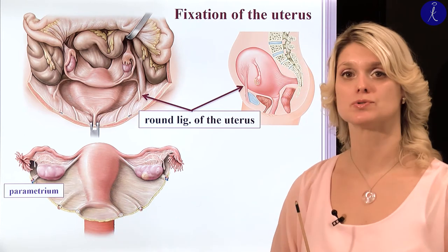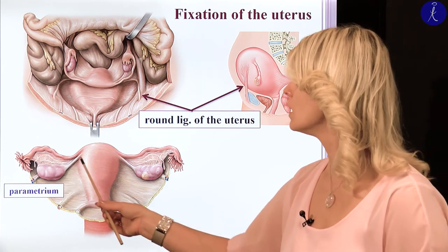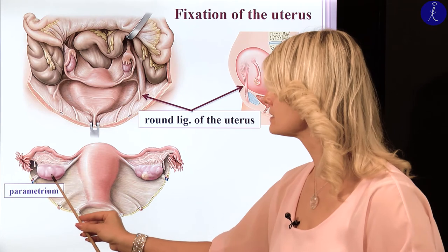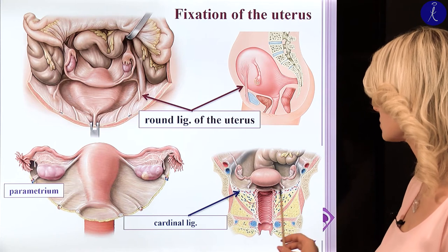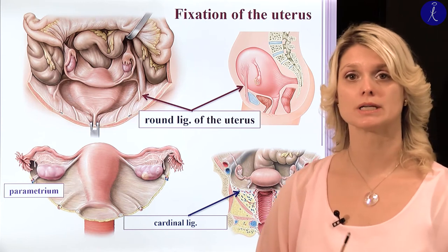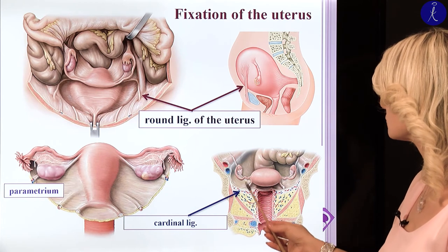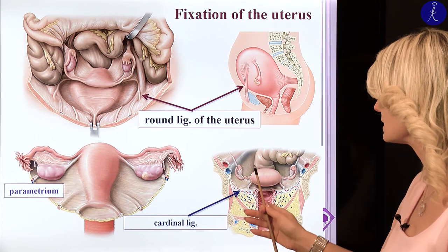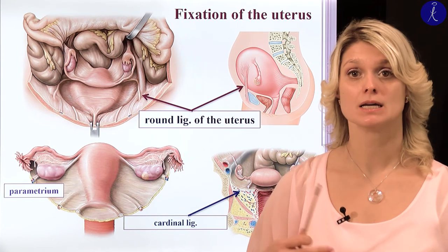It is a connective tissue system which contains the vessels, the nerves, and connective tissue, which also fixes the body of the uterus. It's located between the two layers of the peritoneum. In the horizontal direction, I can show you the cardinal ligament. This is also really important within the anatomy of the pelvis. It will divide the different parts, the different spaces of the small pelvis. Professor Kish will talk about these systems in another lecture.